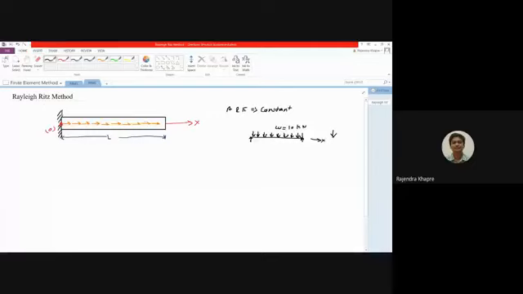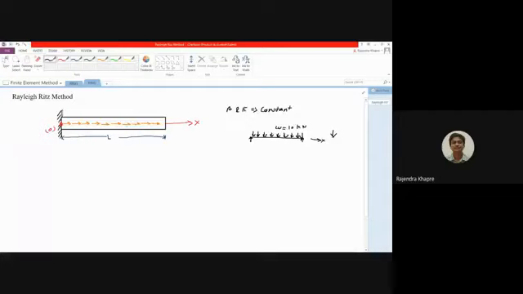But in this problem, in place of acting perpendicular to the axis, the load is acting in the direction of the axis. Okay, so this is the difference. This is a surface load which is acting in the direction of the axis.